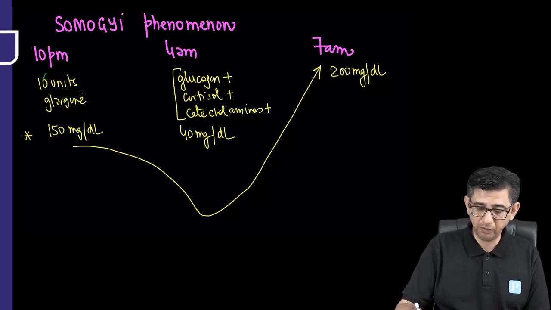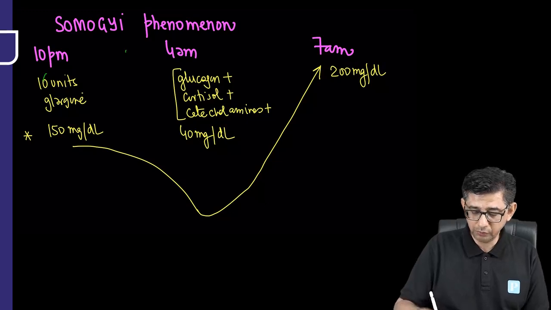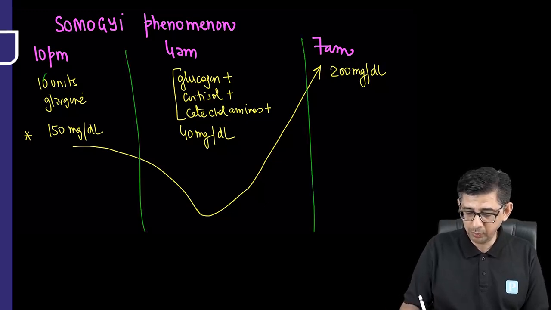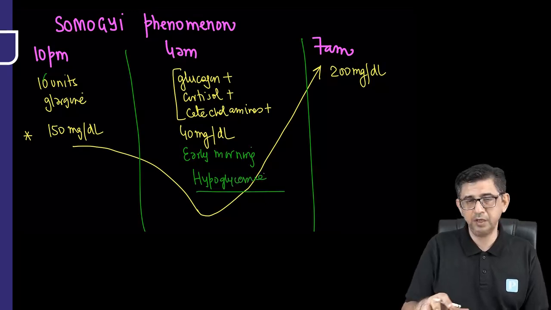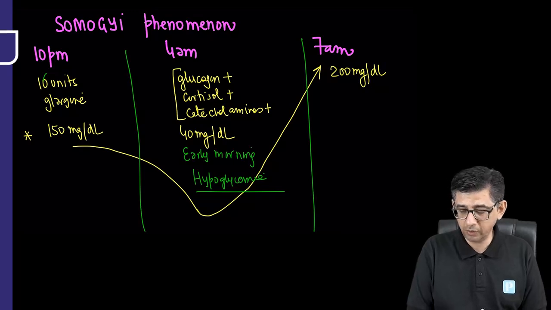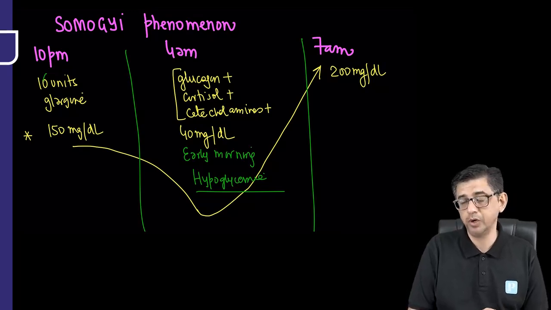Now, this 4 a.m. value that I've just explained to you will usually be written in multiple choice questions as early morning hypoglycemia. I know that you doctors study the whole night, and therefore even 7 a.m. will look like early morning for you. But nomenclature wise, that 4 a.m. value that we are going to take care of is called early morning hypoglycemia.